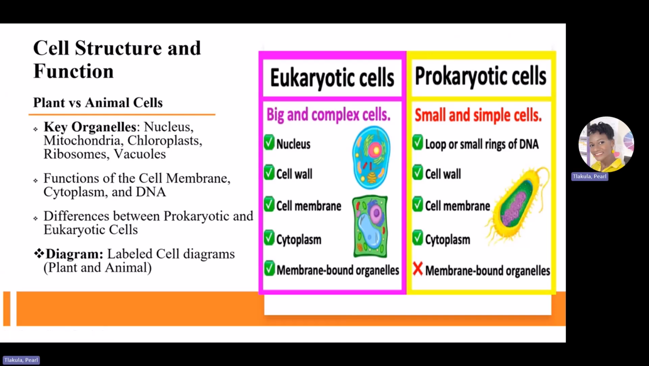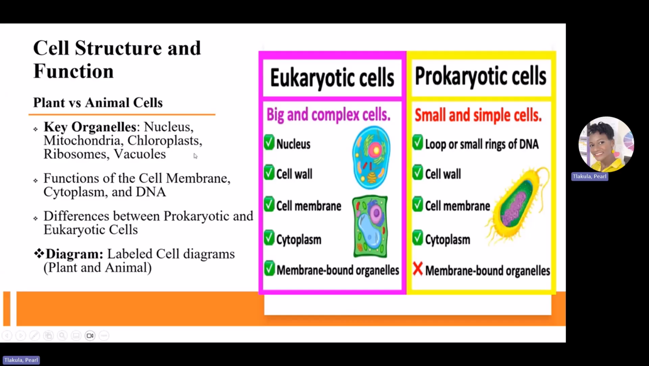So also in this, learn of the cell structure and the functions, specifically the plant and the animal cells. They are very important, because these are actually the main components in the biodiversity, or the biosphere, or the ecosystem. So in that, the key organelles that you need to know are the nucleus, the mitochondria, the chloroplast, the ribosomes, and the vacuoles, and their functions, especially the function of the cell membrane, the cytoplasm, and the DNA.